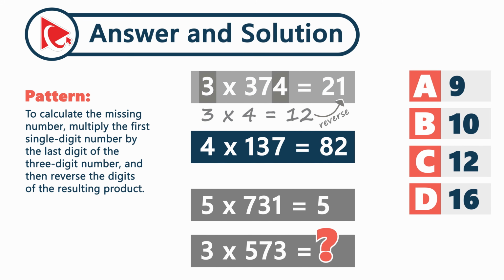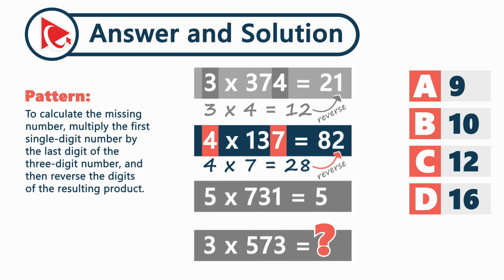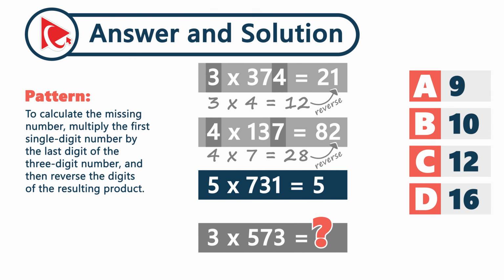Let's look at other expressions to confirm the pattern. 4 multiplied by 137 equals 4 multiplied by 7 and equals 28. 28 reversed is 82. 5 multiplied by 731 equals 5 multiplied by 1 and equals 5. Since 5 is a single-digit number and cannot be reversed, it stays as 5. And, as you might have guessed, this information would be very helpful to calculate the missing number.